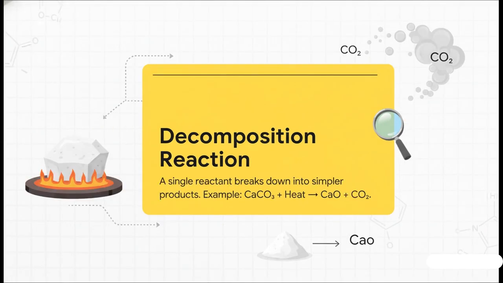And next, we have the total opposite, decomposition. This is where one big thing, AB, breaks down into its simpler parts, A and B. And you usually have to give it a little push, you know? You gotta add some energy, like heat, to get those bonds to snap. Like here. Heating up limestone forces it to break apart into quicklime and carbon dioxide gas. It's absorbing heat, so we'd call this an endothermic reaction.